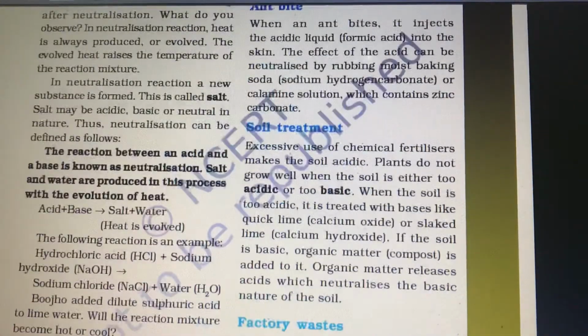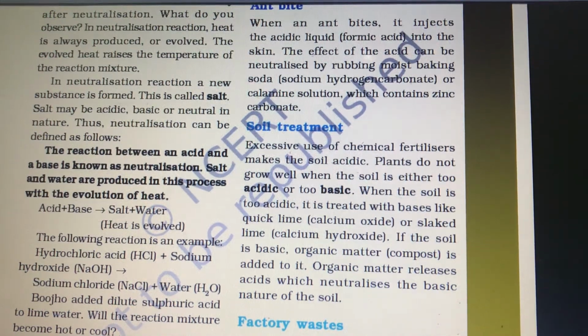Now again, this is important. The reaction between an acid and base is known as a neutralization reaction, and salt and water are produced in this process with the evolution of heat. You can show it like this: acid plus base will give salt and water, and heat is involved. Heat is involved means that it is an exothermic reaction. It will produce heat. When you touch the test tube, it will be a bit hot.